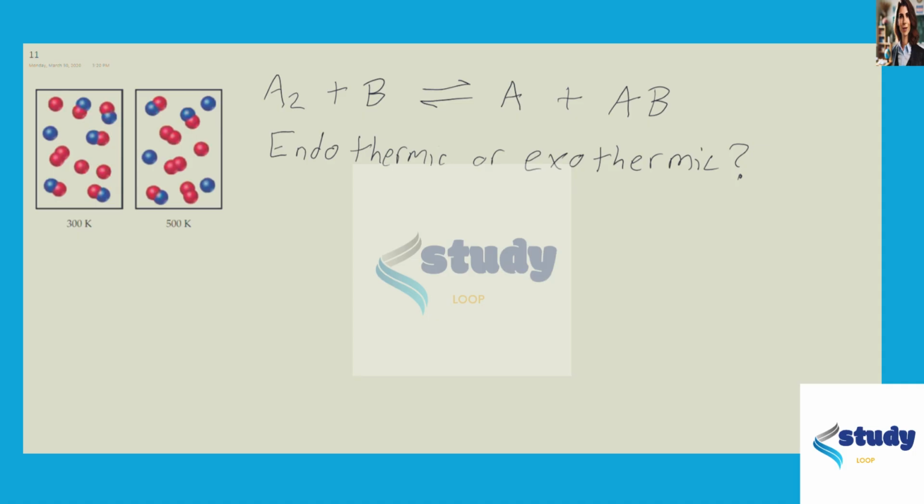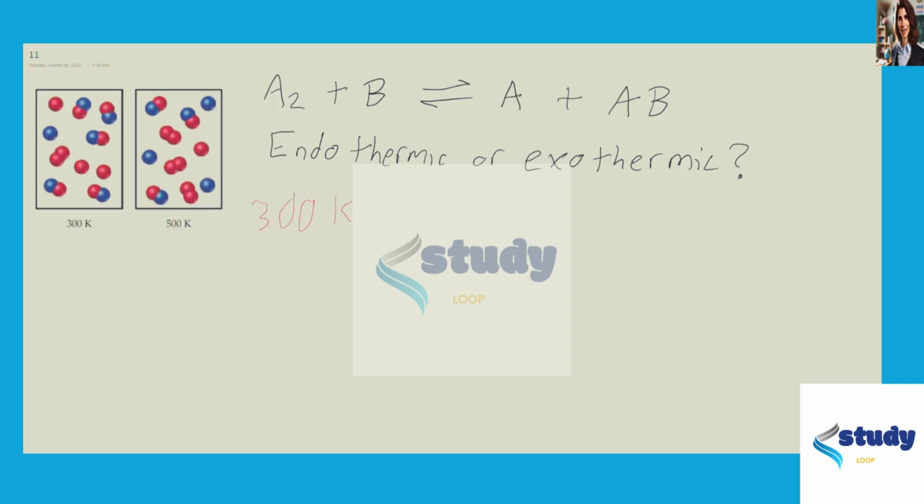In this problem, we are given a picture of a reaction at two different temperatures, 300 and 500 Kelvin, and we are asked to determine whether the reaction is endothermic or exothermic. To get started, let's take stock of how much we have in both of our conditions.